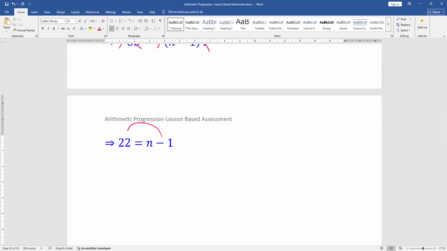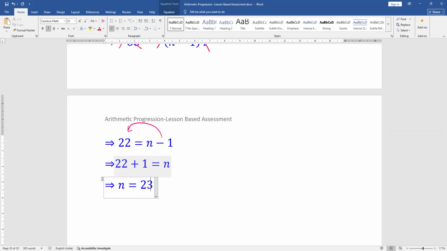I'm going to transpose this minus 1 to the left hand side. So that means I'm going to get 22 plus 1 equals n. So in this step, 22 plus 1 will be 23. So what do we write?